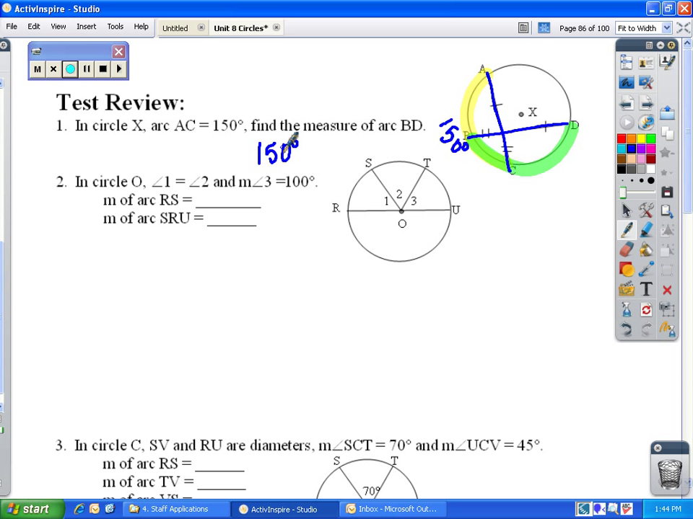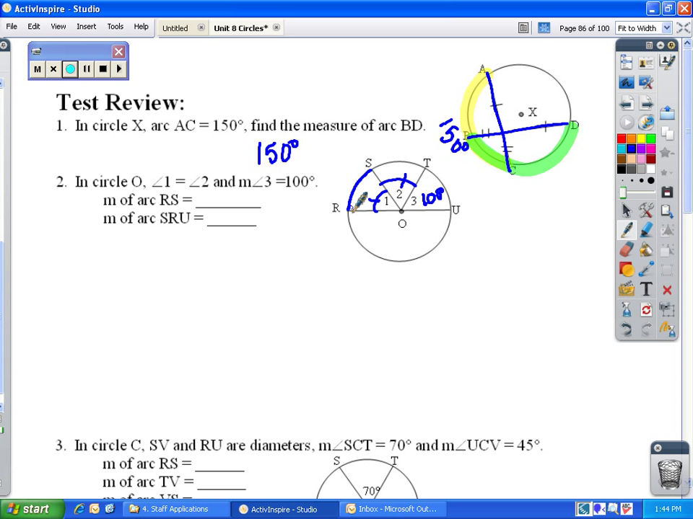All right, in circle O, moving on to number 2, angle 1 and angle 2 are equal to one another. These are equal. And angle 3 is 100 degrees. So we want to know the measure of arc RS. Okay, so in order to know the measure of arc RS, the first one, we need to know the measure of angle 1. Since it's a central angle, the arc will be the same.